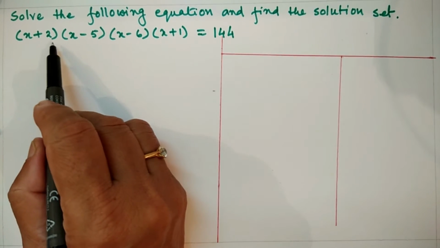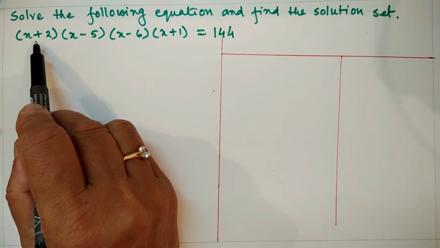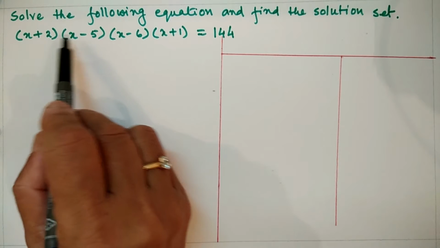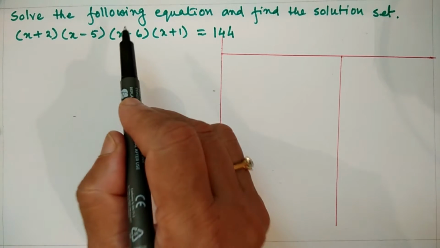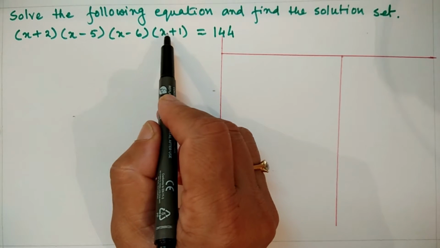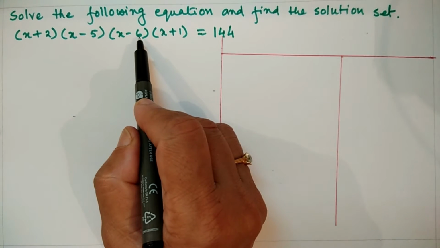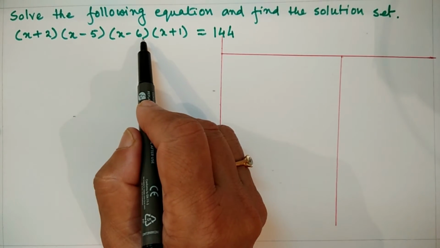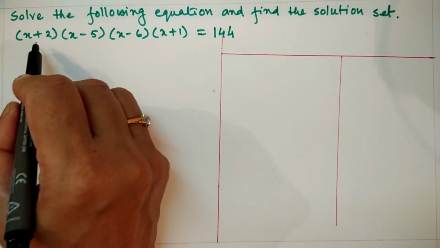Suppose we make the first pair with x plus 2 and x minus 5, then the sum of constants is plus 2 minus 5, which means minus 3. And if we take x minus 6 and x plus 1 as the other pair, their sum of constant terms is minus 5. So they are not equal. So we have to think another way.